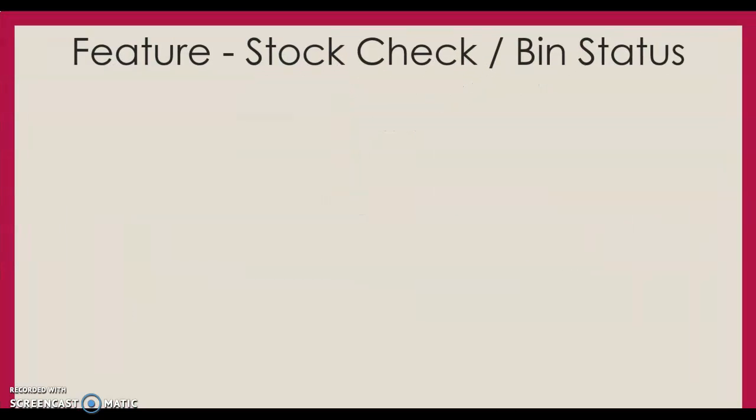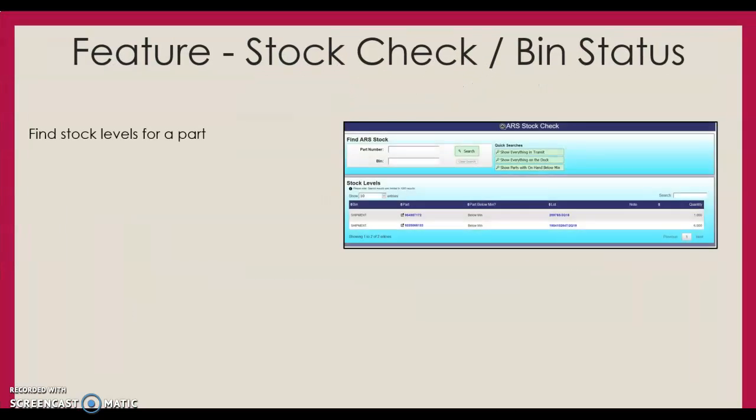The first feature we're going to talk about is stock check and bin status. You can find stock levels for any part. You have part numbers available here, bin numbers available here, and a search button. You can see quick searches: everything in transit, everything on the dock, everything on hand below minimum threshold. And then you have your part below minimum threshold, the lot number, shipment, and the number of entries you can see per screen. You can see everything in a specific bin.